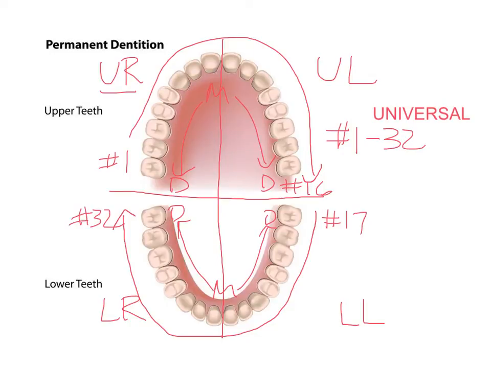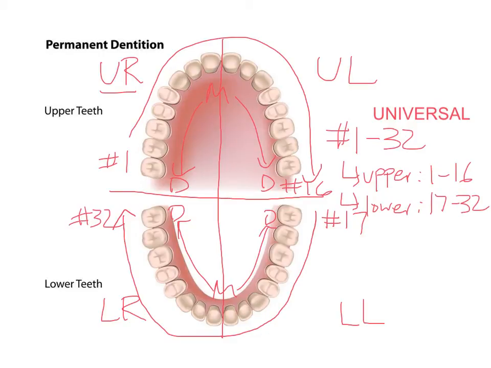The upper arch contains number 1 through 16, while the lower arch contains teeth number 17 through 32.